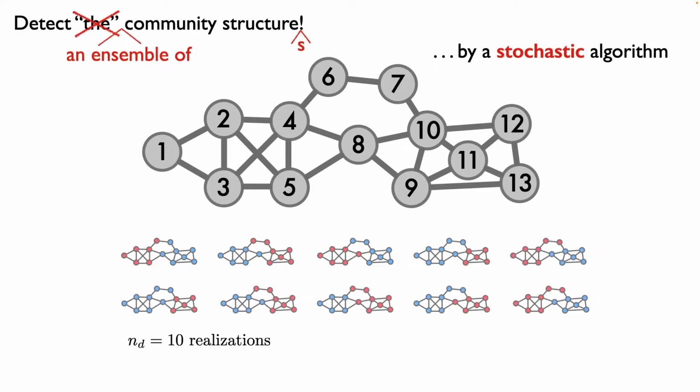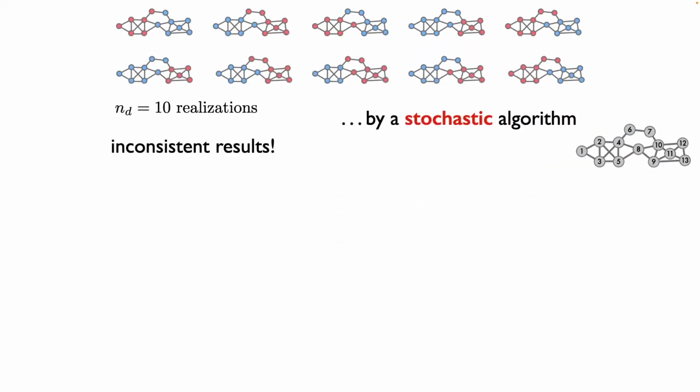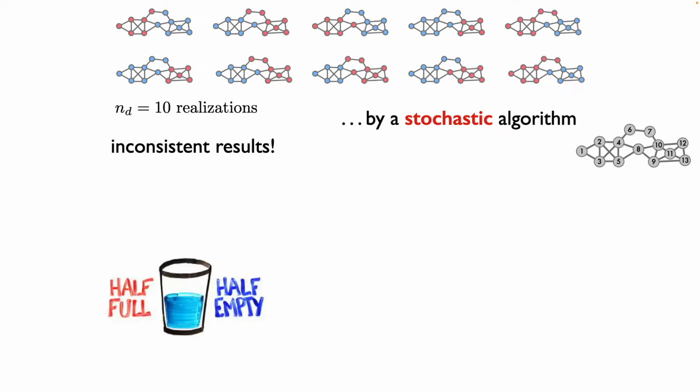Therefore, you will end up with the ensemble of community structures instead of a single result that you can trust 100%. So the issue here is the inconsistency of the result. Is this necessarily a very bad thing that should be fixed? Well, some people think so, but in fact, just like the famous glass-half-empty versus glass-half-full argument, we can actually use it to study structural properties of networks.